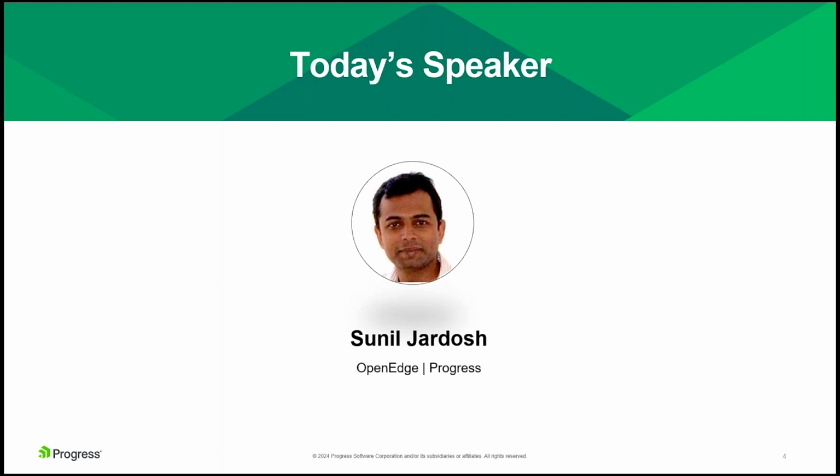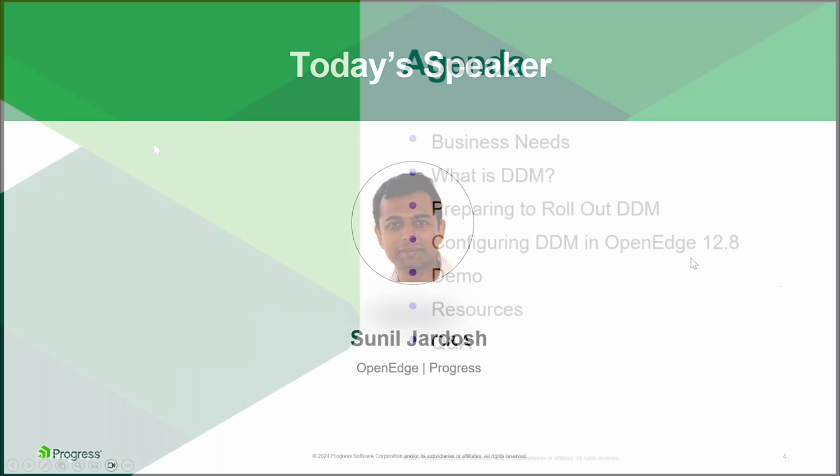Before joining Progress, he was actively involved in academic research and worked as an assistant professor and research intern at various universities and research institutions. He earned his PhD in the area of wireless sensor networks from Dhirubhai Ambani Institute of Information and Communications Technology, India, and has published research papers at various international conferences. I'll now pass it over to Sunil to start the presentation.